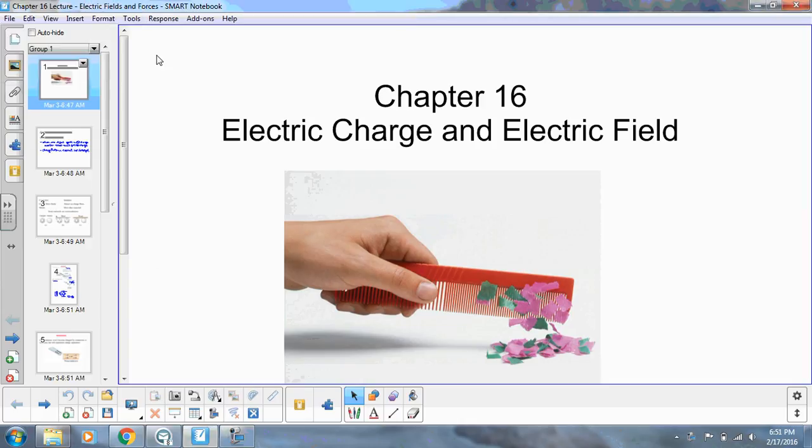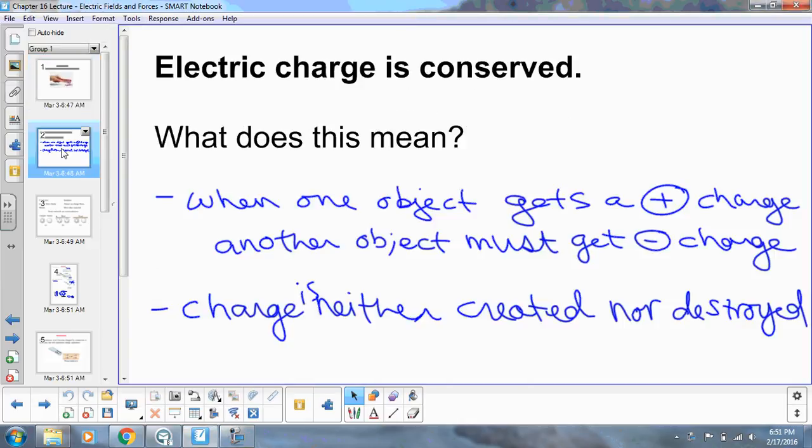Alright, this is chapter 16, electric charge and electric field. So we know that electric charge is conserved. What does that mean? That means that when we rub two objects together, like yesterday when you were rubbing your rabbit fur and the styrofoam, one object gets a positive charge and the other must get a negative charge. So charge is neither created nor destroyed.